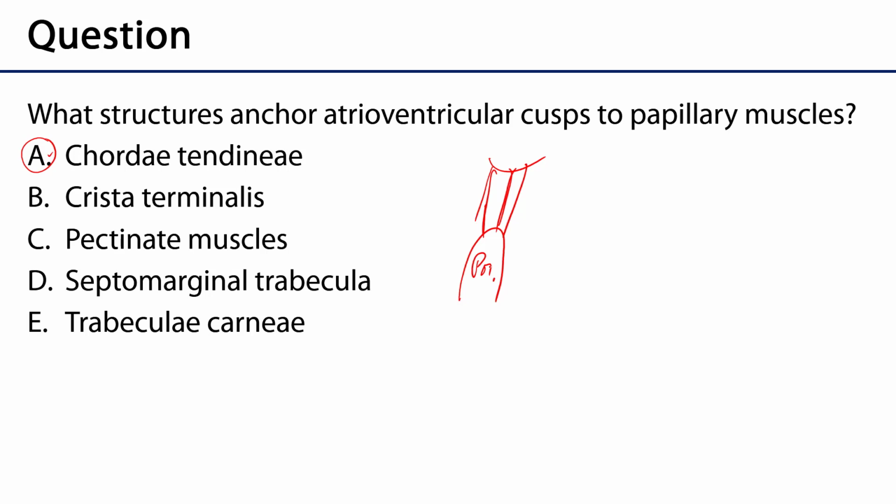The crista terminalis is the ridge in the right atrium, so that is not correct. Pectinate muscles are the myocardial extensions into the right and left atria, so that's not correct. The septomarginal trabecula is that moderator band that connects the ventricular septum to the anterior papillary muscles. That's not correct. Trabeculae carneae are the irregularly arranged meaty beams of the myocardium in the ventricles, so that is not correct. The correct answer is A. Chordae tendineae anchor atrioventricular cusps to papillary muscles.